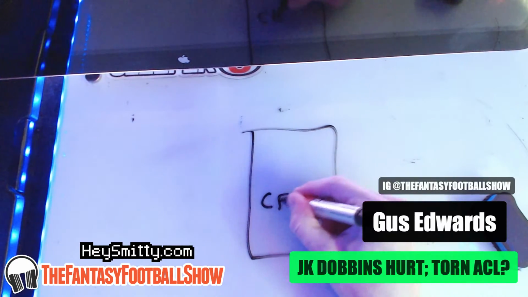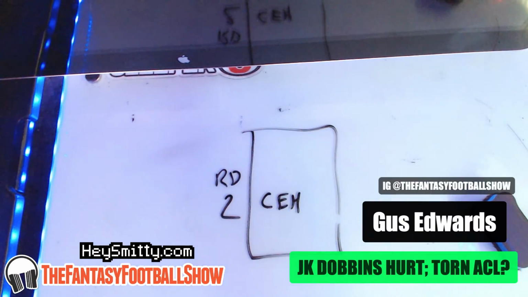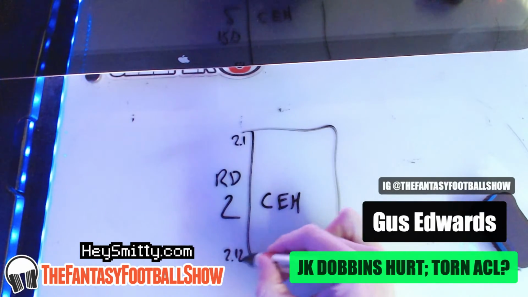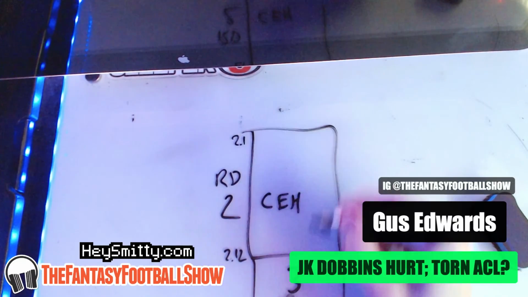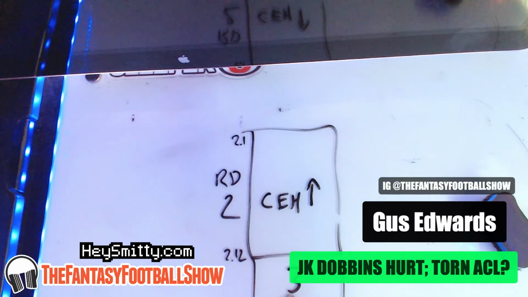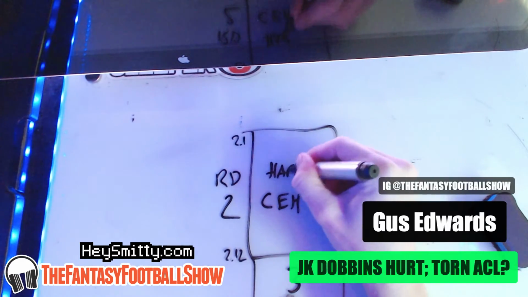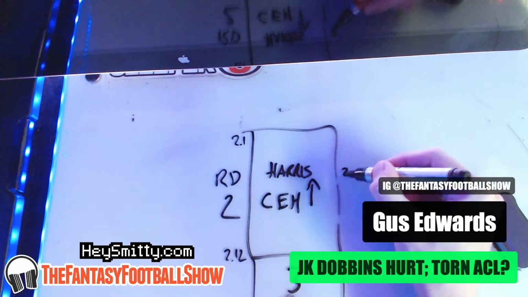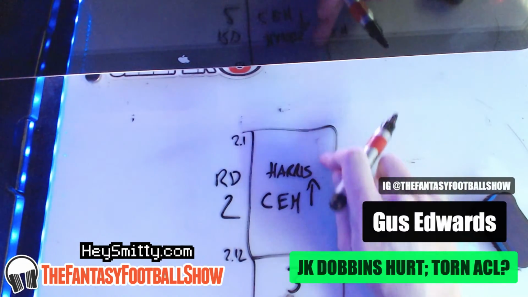So CEH is going right about here. This is round 2. This is 2.1. This is 2.12. This is the third round. CEH goes up, I'd say, by 2 or 3 picks. Harris, probably being had around this 2.4 range on the regular. Harris now goes up 2 or 3 draft slots, if not completely into round 1.